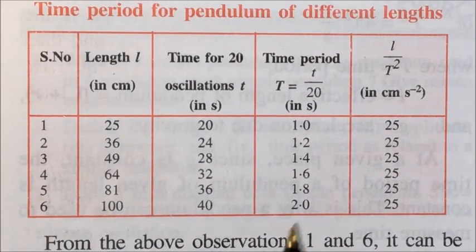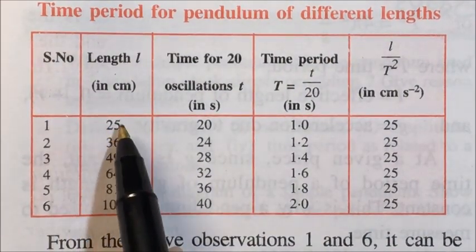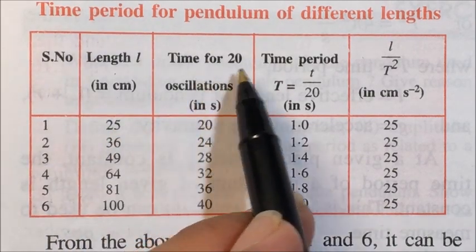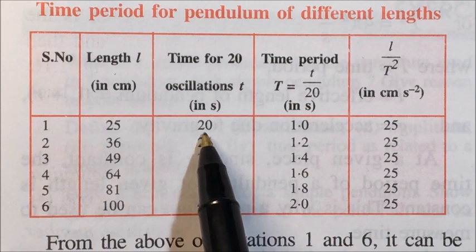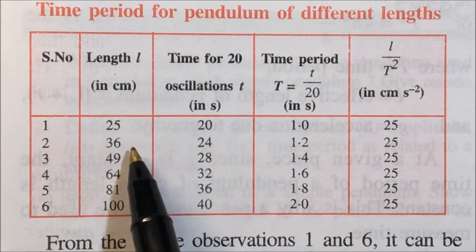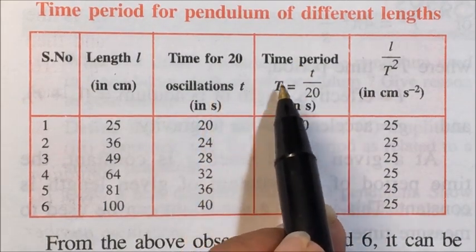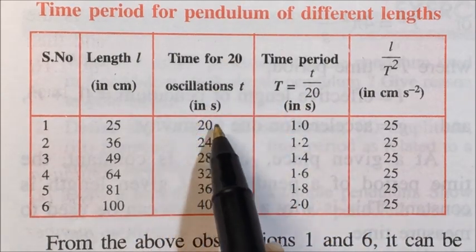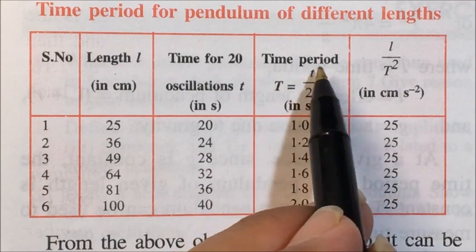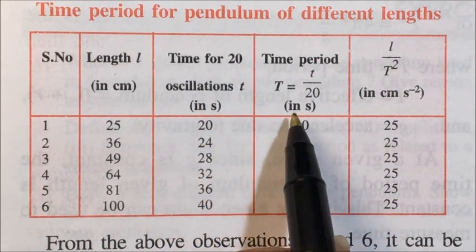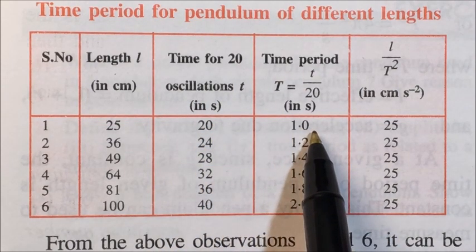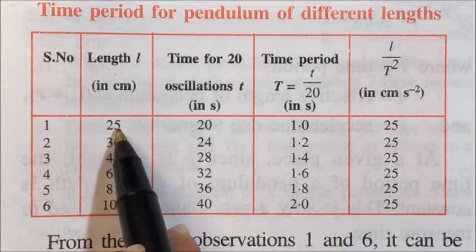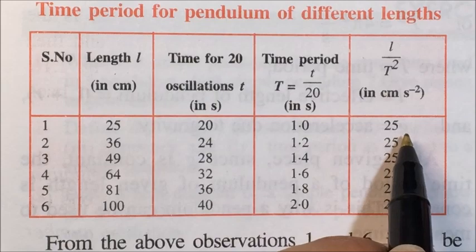Here in this table we can see when the pendulum's length was 25 centimeter, the time taken for 20 oscillations was 20 seconds. We calculate the time period as T divided by 20. So for 20 oscillations the time was 20, and the time period for one oscillation will be 20 divided by 20, that is 1 second. And we calculate L upon T square. So L is 25 divided by 1, we get 25.